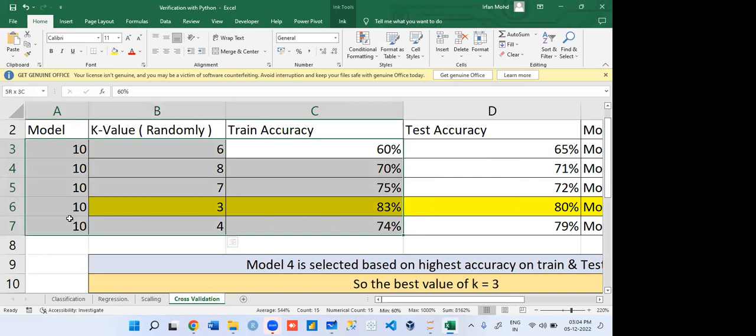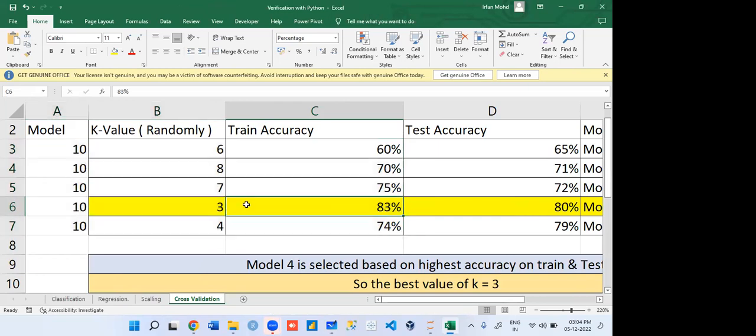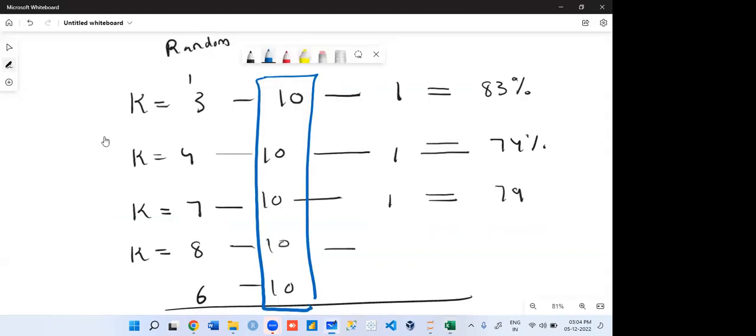So we have train accuracy, guys. According to you, which have the highest accuracy? 83. What is the value of K? 3. So the best value of K in our case is 3. Done. Easy to find. K, this K value? हाँ.